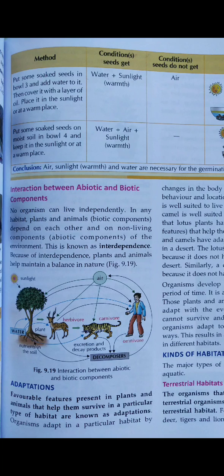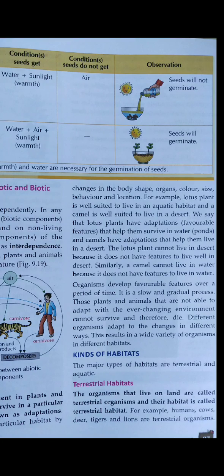adaptations. Organisms adapt in a particular habitat by change in the body shape, organs, color, size, behavior and location. For example, lotus plant is well suited to live in an aquatic habitat and a camel is well suited to live in a desert. Means all the organisms, plants and human beings also adapt according to their surroundings.